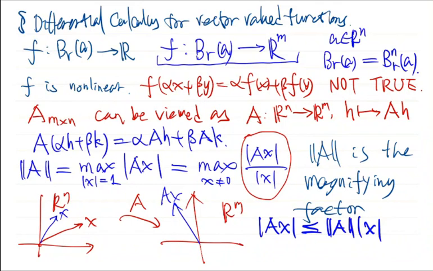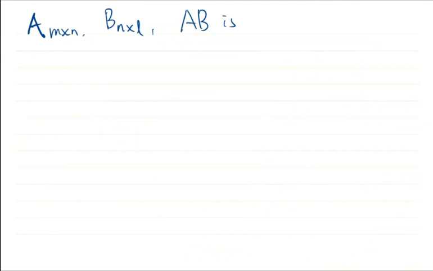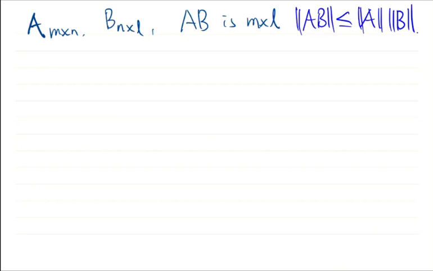The other important property is this. Suppose A is m by n and B is n by l. Then AB is an m by l matrix. So we have three matrices, and thus three norms. What's the relation? The norm of AB will not be greater than the norm of A multiplied by the norm of B. The proof of this inequality I leave to you as an exercise.